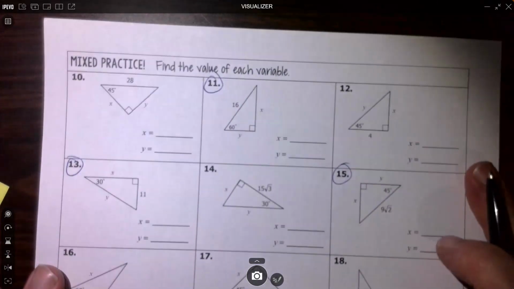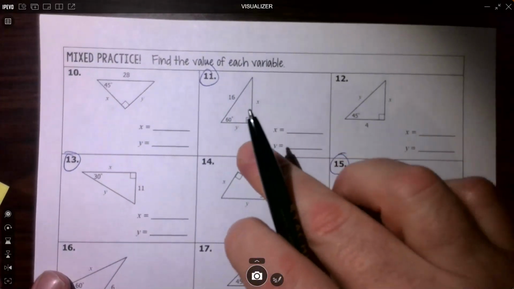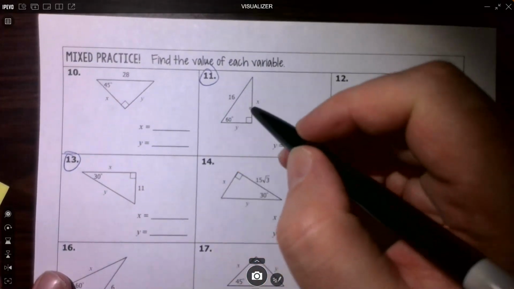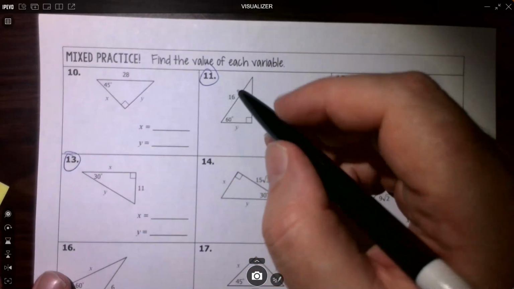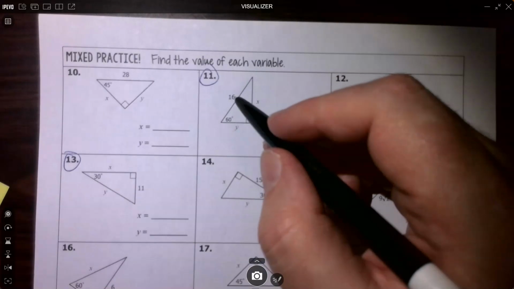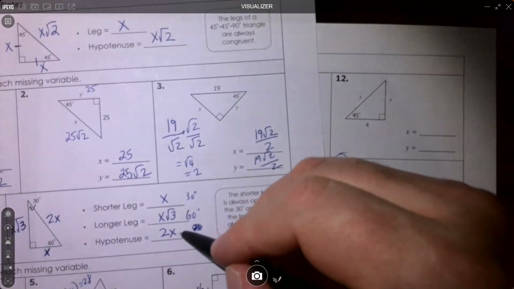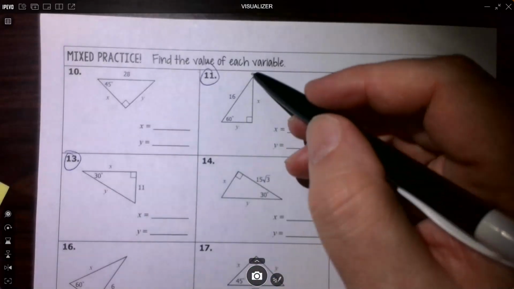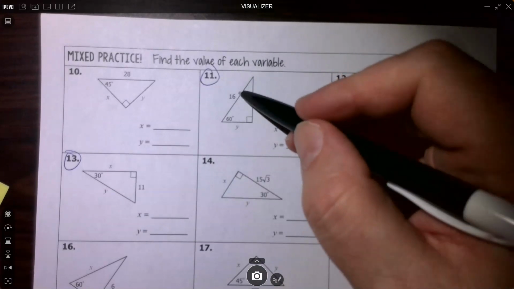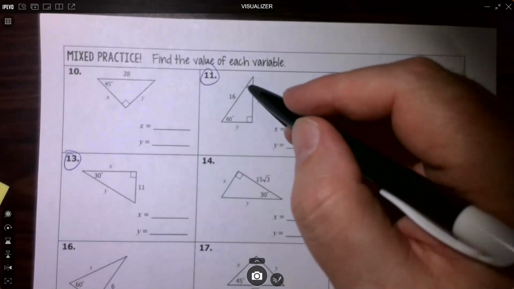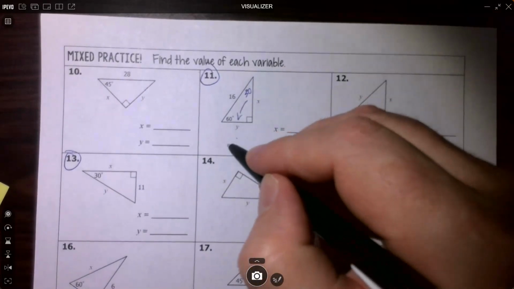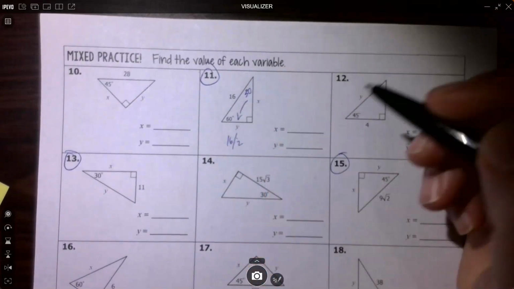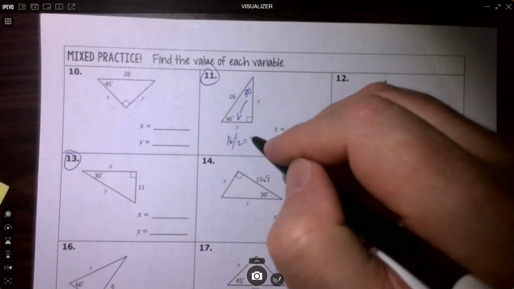All right, so number 11. Again, you want to look for the shortest side, which I don't have, but I do have the hypotenuse. We don't mind, because when we have the hypotenuse, remember we have 2x, so we have 2 times what we need. So my short side, which is down here, I'm going to take 16 and divide it by 2. So that's going to give me 8.